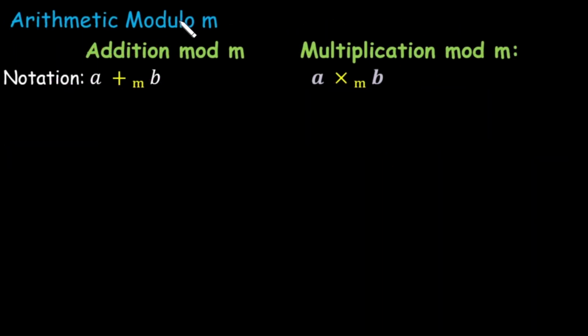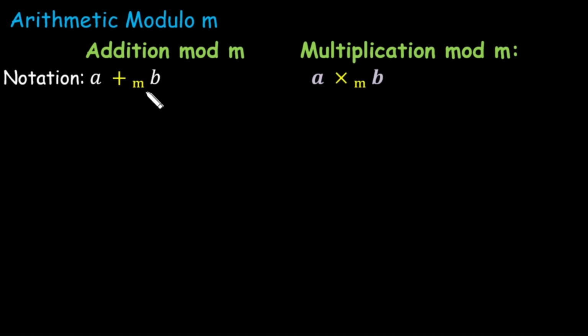Next we have arithmetical modulo m. In this case we have two different operations that is defined with the help of modulo. The first operation is addition modulo m and the second is multiplication mod m. The notation used for the addition modulo m is this, whereas for the multiplication this.